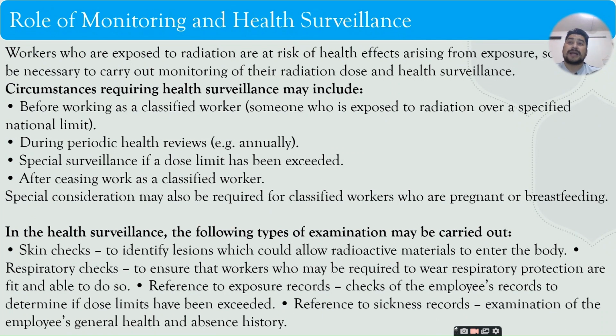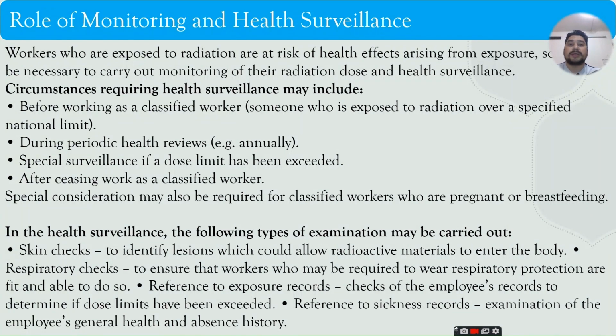Circumstances requiring health surveillance may include the following. Before working as a classified worker, someone who is exposed to radiation over a specified national limit, you need to do the health surveillance to make sure that the person does not have pre-existing health issues related to radiation. During periodic health reviews, annually or semi-annually. Special surveillance if a dose limit has been exceeded, and after ceasing work as a classified worker. Special consideration may also be required for classified workers who are pregnant or breastfeeding. Whenever any worker, pregnant or breastfeeding, is coming into contact with ionizing or non-ionizing radiation, you need to do the health surveillance first, then take action on that.